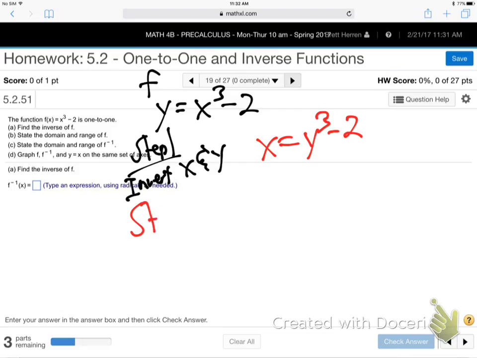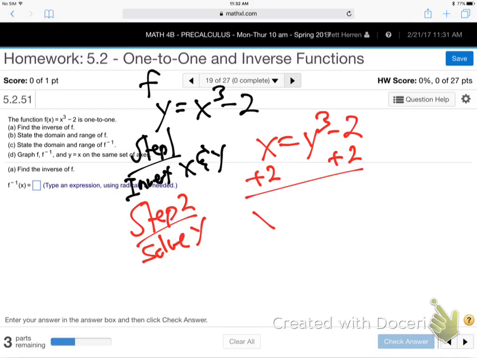And then step 2, solve for y. Why do we solve for y? Because we got to get y alone. Y is the function, right? Remember, y values are function values. We want to find the inverse function. So now that they've switched, that y will be the new inverse function. Just solve for it. So add 2 to both sides. X plus 2 is y cubed.